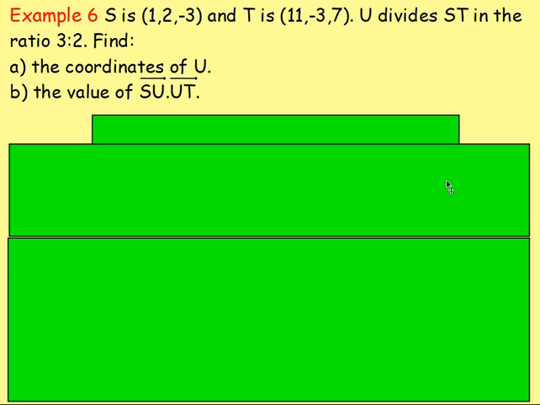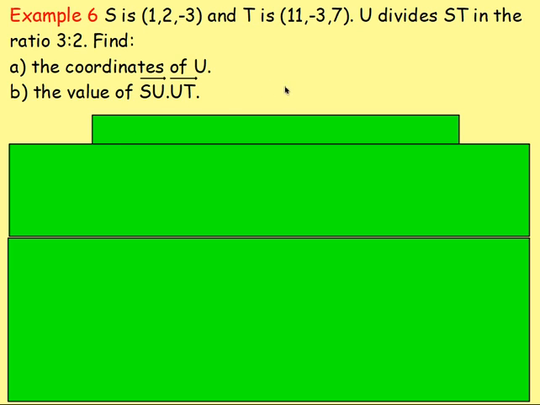Example 6. S is (1, 2, -3), and T is (11, -3, 7). U divides ST in the ratio 3 to 2. Find first of all the coordinates of U, and secondly the value of SU dot UT. So first thing we have to do is find the coordinates of U. It's saying U divides ST into that ratio. If you think back a couple of lessons, we were dividing a line into a given ratio using the section formula. So for that, I just start off writing down what I know.